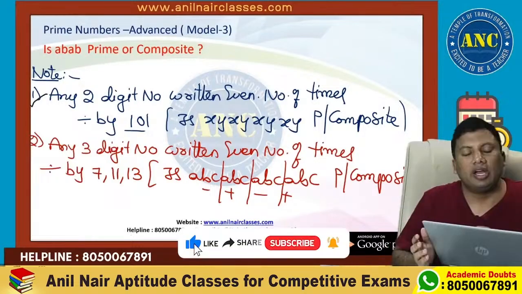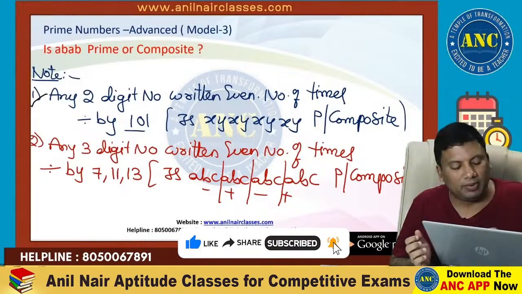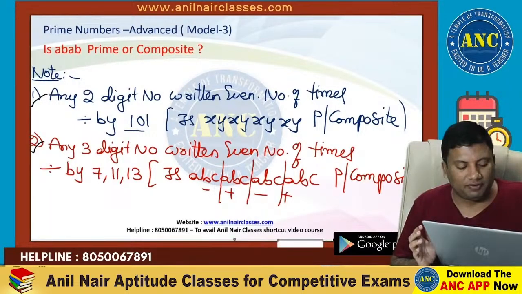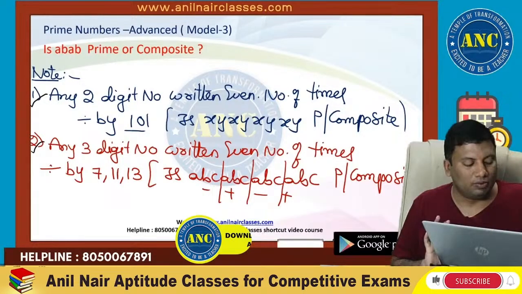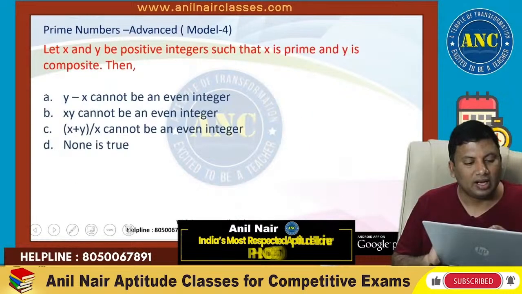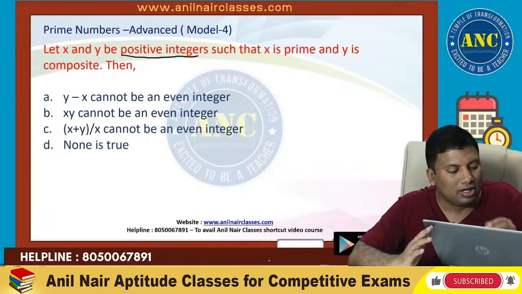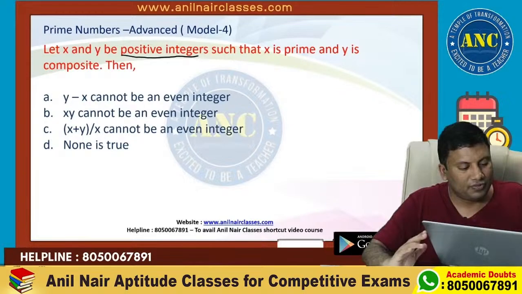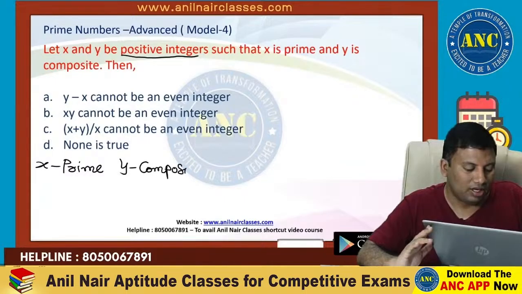A 2-digit number written an even number of times is divisible by 101. Any 3-digit number written an even number of times is also divisible by 7, 11, 13. I hope the idea is clear. Next one, model number 4: let x and y be positive integers. x is a prime number, y is a composite number.